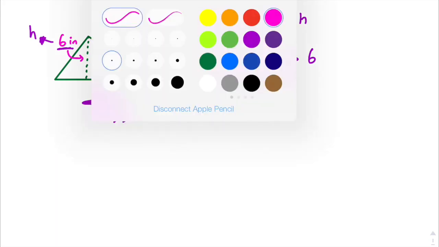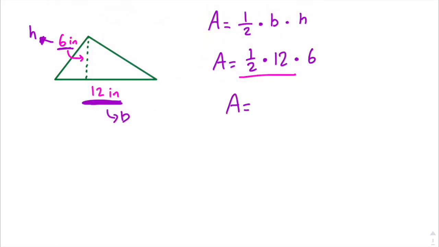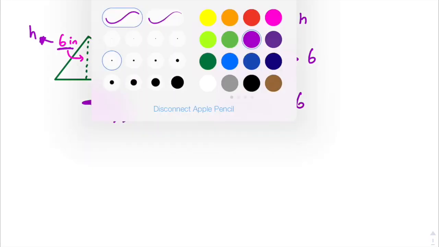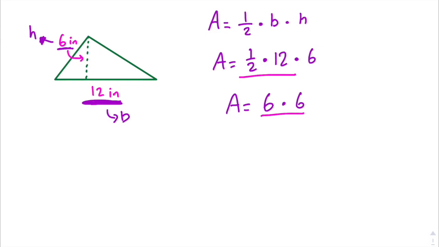So we know that we have to do 1/2 times 12. Half of 12 is 6. So if you put in the calculator, you get 6, and then you bring down the 6. So then you just multiply this across. 6 times 6 ends up being 36.